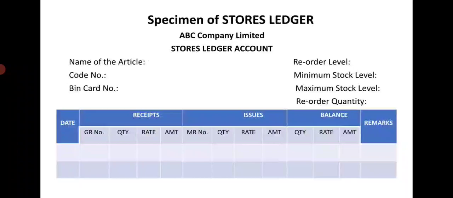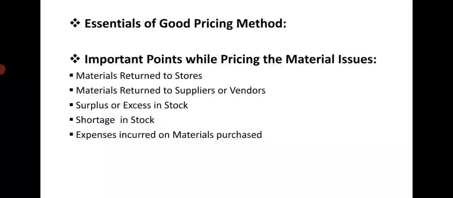So the materials returned to vendors can be priced in the following ways: if the materials are not yet charged to issue, and if the materials are charged to issues. If the materials are not yet charged to issues, then the materials should be priced at the purchase price. And if the materials are already charged to issues, then the materials should be priced at the current issue price.